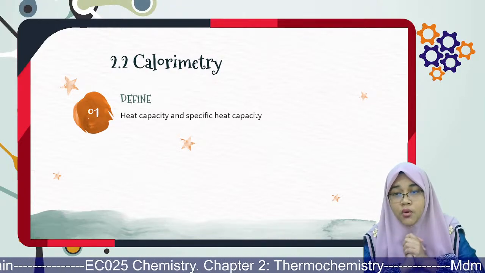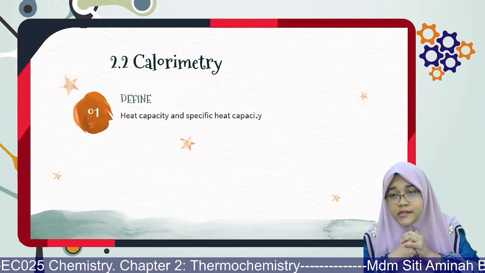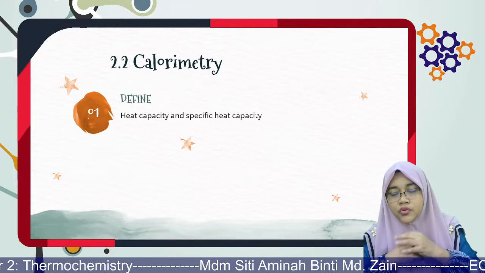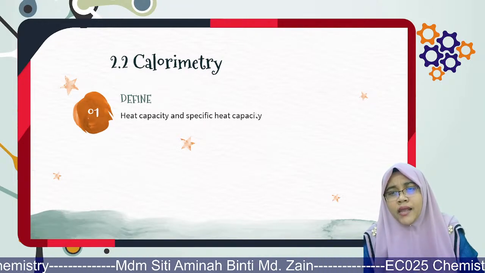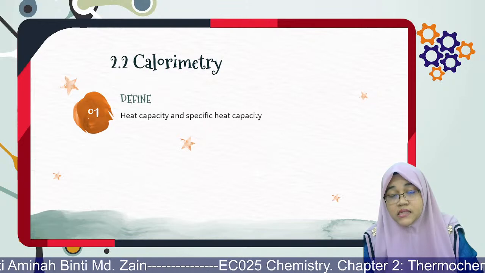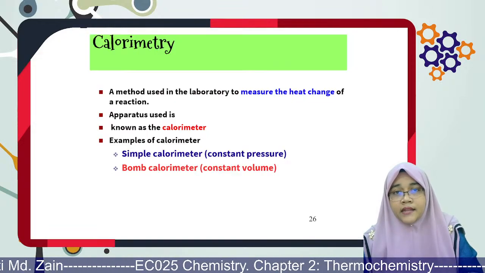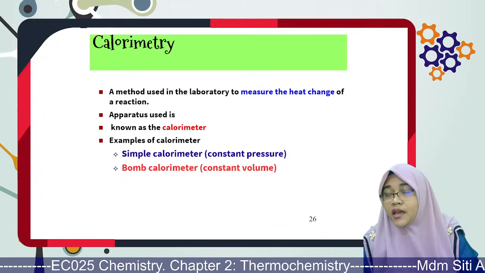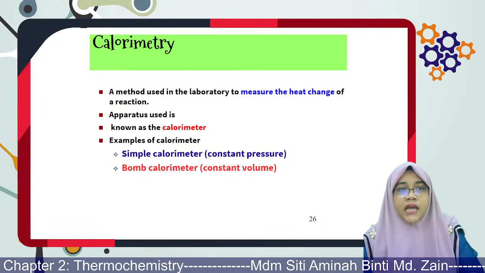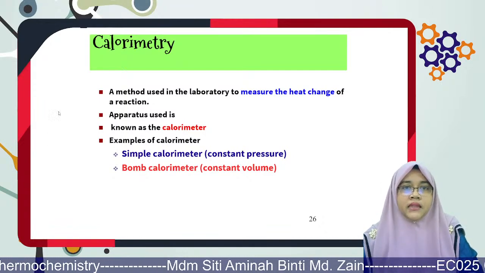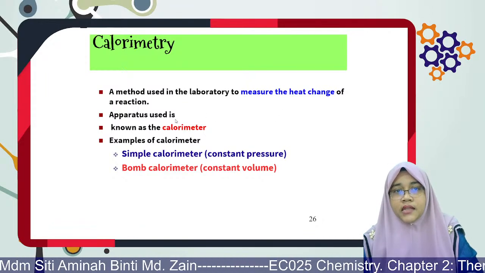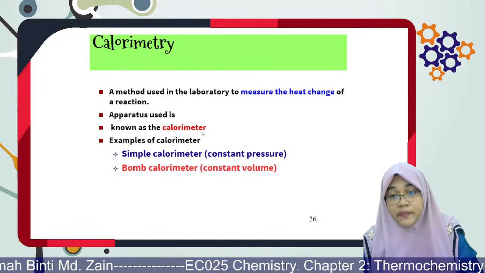This is 2.2. In this lecture, you will learn a lot of things in your tutorial, but in this lecture of 2.2, you only have to know the definitions of heat capacity and specific heat capacity. And this reaction you already did in experiment 1. So what is calorimetry? Calorimetry is a method in the laboratory to measure the heat change of a reaction, and the apparatus used in calorimetry we call a calorimeter.